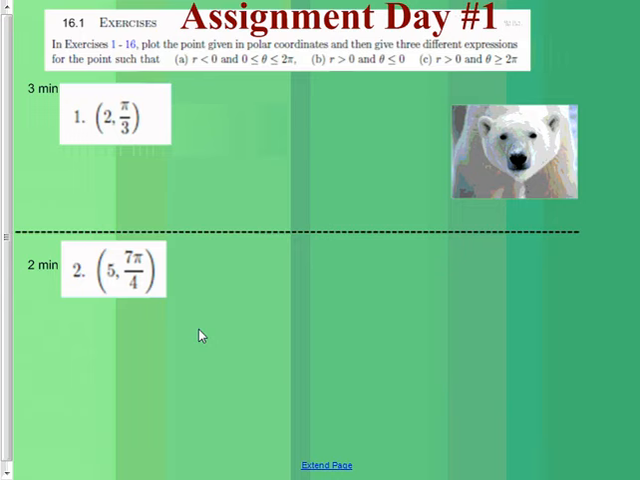So to change from 2 comma pi over 3, here's what it looks like. A picture's worth 1,000 words. Everybody, please draw me where 2 comma pi over 3 is.